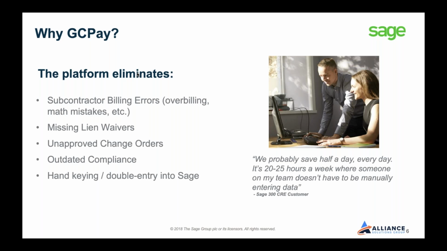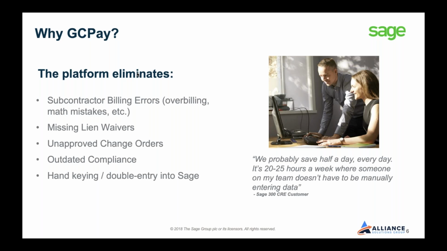GCPay fully eliminates that. We pull over the compliance directly. Since we know the expiration dates, we'll notify subs before it's expiring. And then right in the platform, you can block a sub from submitting a pay app, you can block your team from approving a pay app, or you can hold payment automatically until updated compliance is complete.